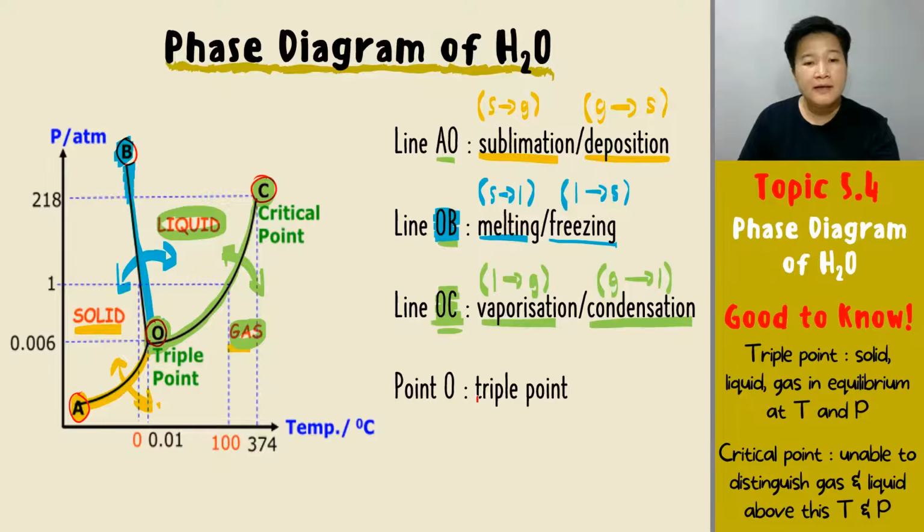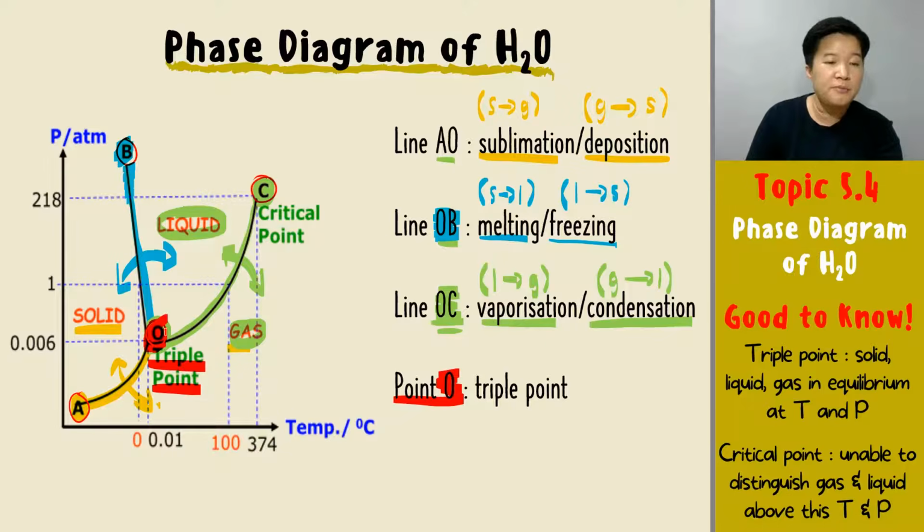Okay? Next, the first point is your triple point. So you have your point O over here. You have the presence of your triple point. So the triple point means all the solid, liquid and gas exist at the same time in that particular pressure and temperature. That is what we call triple point.